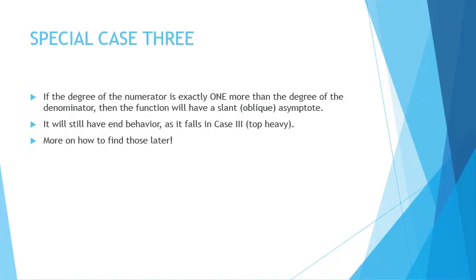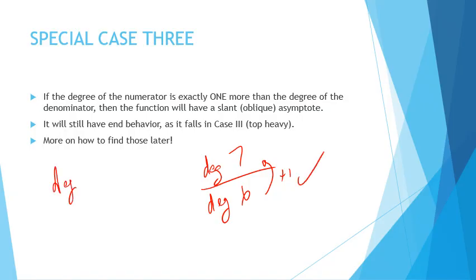But to find the exact slant asymptote, that's going to require what we learn later down the line using long division with polynomials. And so this is only going to be if we have, let's say in the numerator you have a degree of 7, and then in the denominator you have a degree of 6. Because 6 plus 1 is 7, this would have a slant asymptote. If we had a degree of 8 over a degree of 5, this would not have a slant asymptote because 8's only 3 greater than 5. It's not exactly one more.